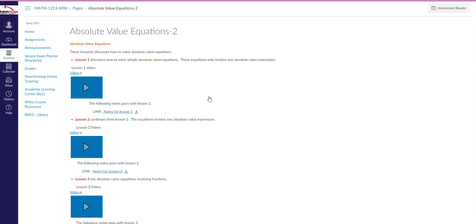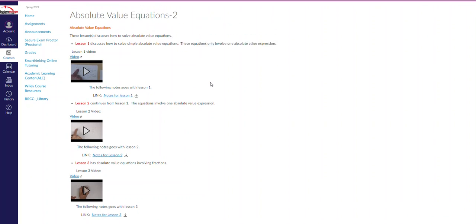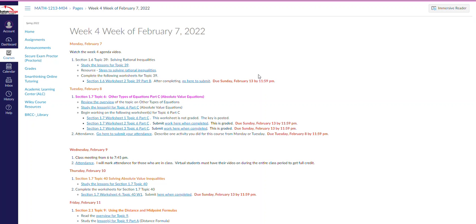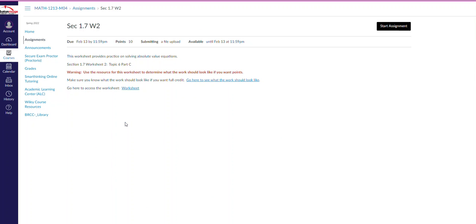So here are the lessons. Go to the lessons. There are 3 lessons to look at, and the notes are available as well. And these are the 3 worksheets. Notice worksheet 1 is not graded. Worksheets 2 and 3 are similar. So let's look at worksheet 2.